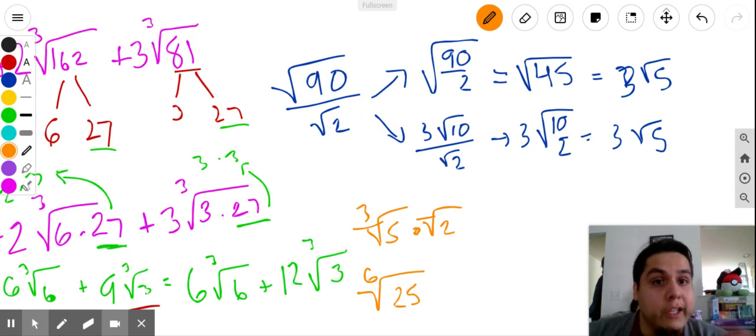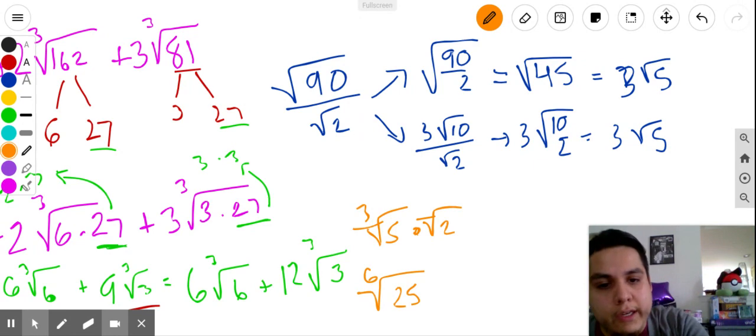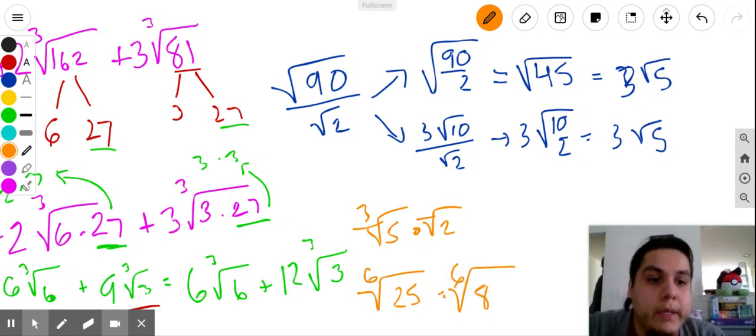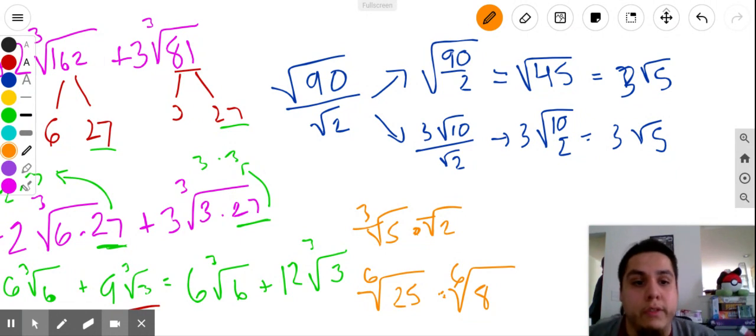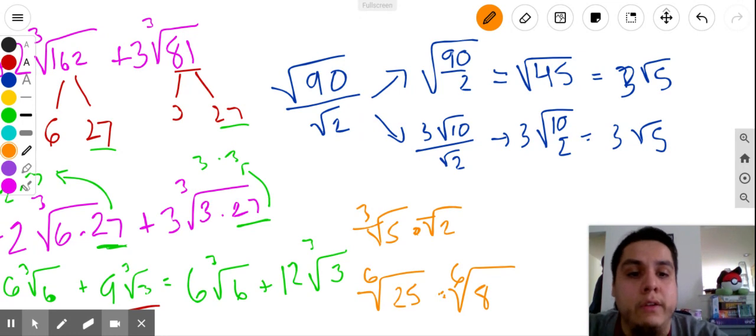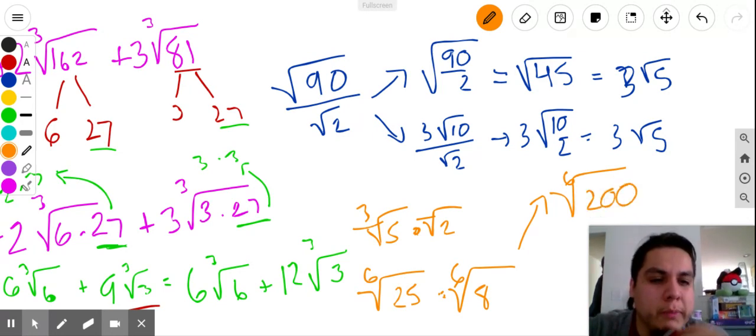So 3 times 2 gets me 6. 5 to the second gets me 25 times the 6th root of 8, because 2 times 3 gets me 6 and 2 to the third gets me 8. So if you wanted to, you could write this as the 6th root of 200. But don't worry too much about that one. That's like a special case used every once in a while.